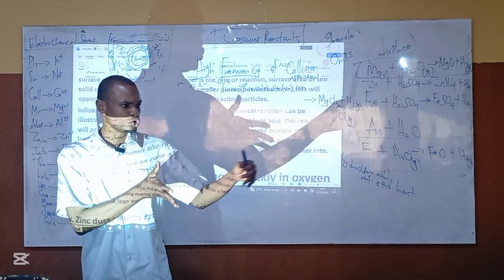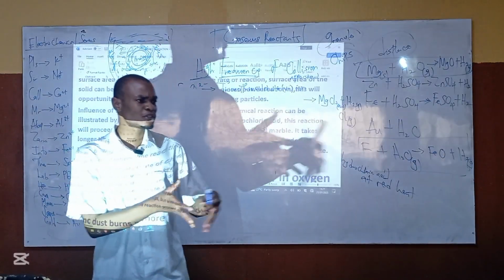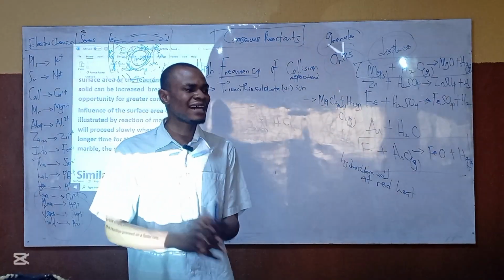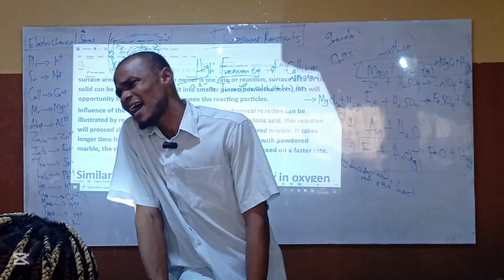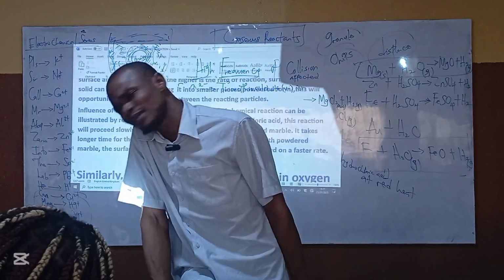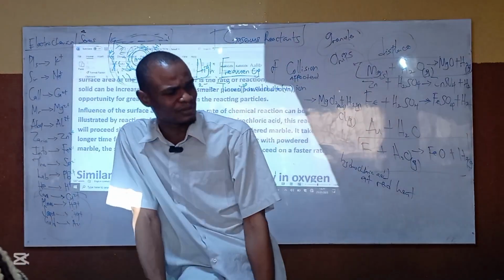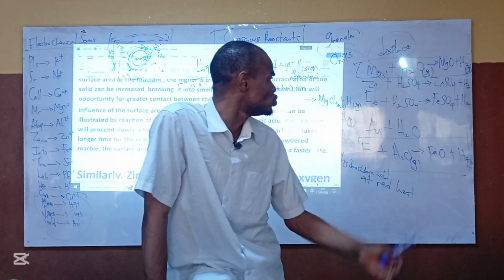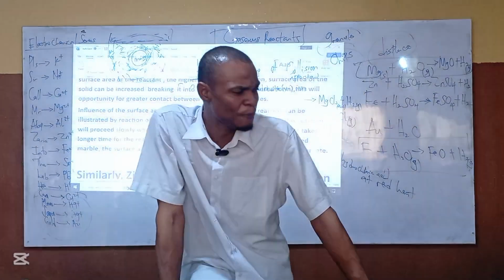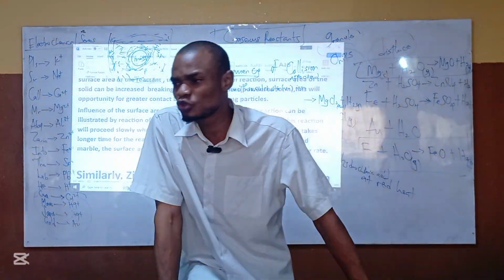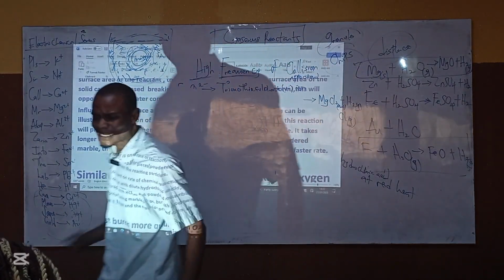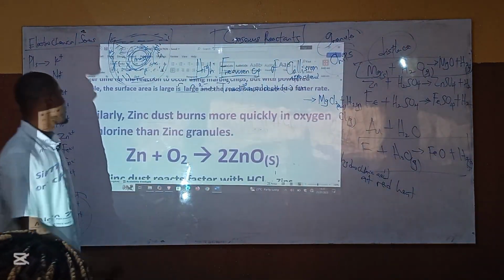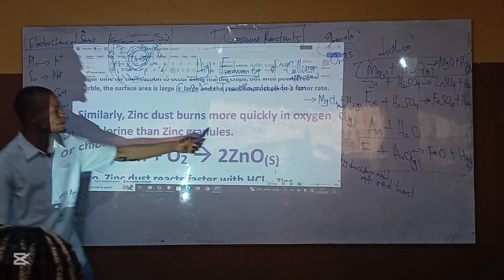Faster rate. So for example, you have marble chip and marble powder reacting with hydrochloric acid. The use of hydrochloric acid is very common. We have been using acid from the beginning of this explanation. If you don't use HCl, you use H2SO4. Acid is very important, isn't it? So now, marble chip and marble powder. You can also similarly use zinc dust.